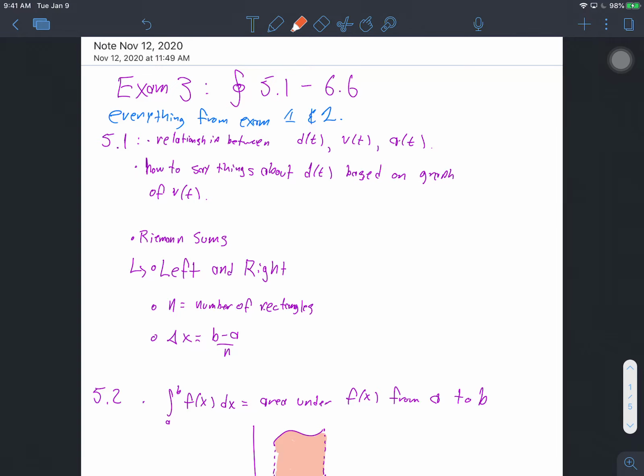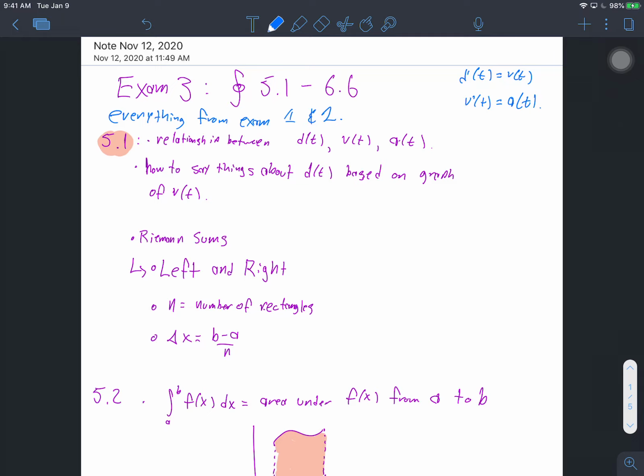So jumping right in, we'll start off with 5.1. What we need to know from 5.1 is the relationship between distance, velocity, and acceleration functions, okay? So in particular, velocity is the derivative of the distance function, and maybe I should write this out. D prime of t is going to be equal to v of t, and the derivative of the velocity function is the rate of change of the velocity, which is the acceleration.